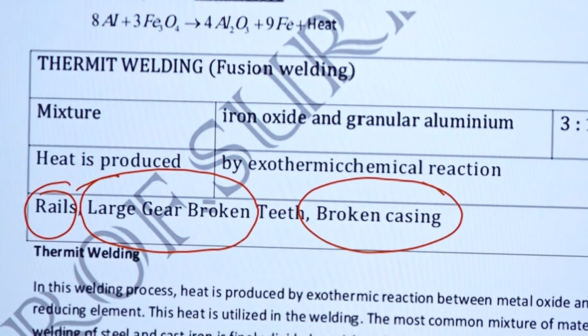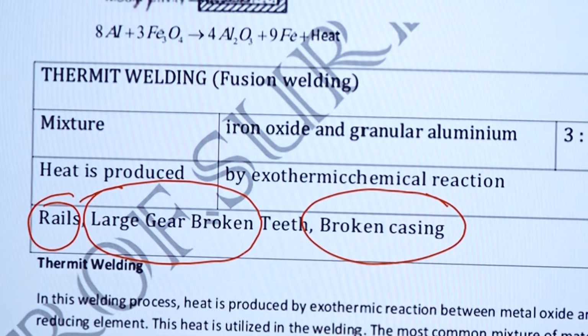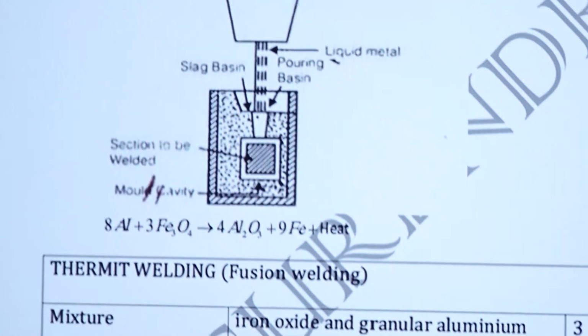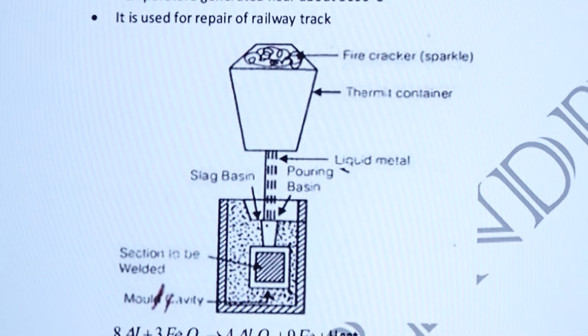Thermite welding means two materials are mixed, aluminum powder with iron oxide. It produces an exothermic reaction, which produces the heat.